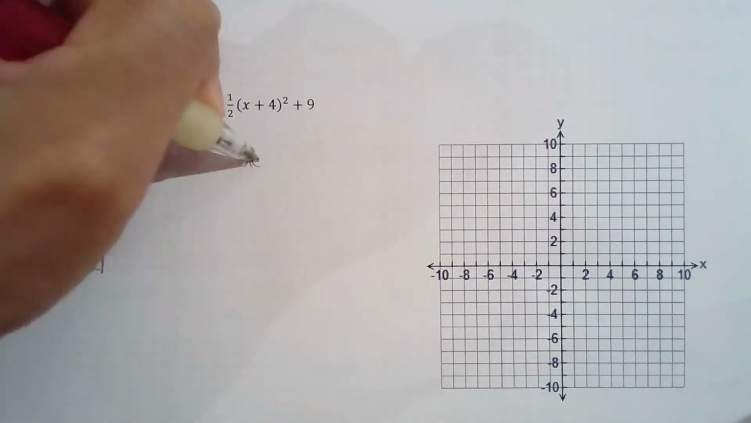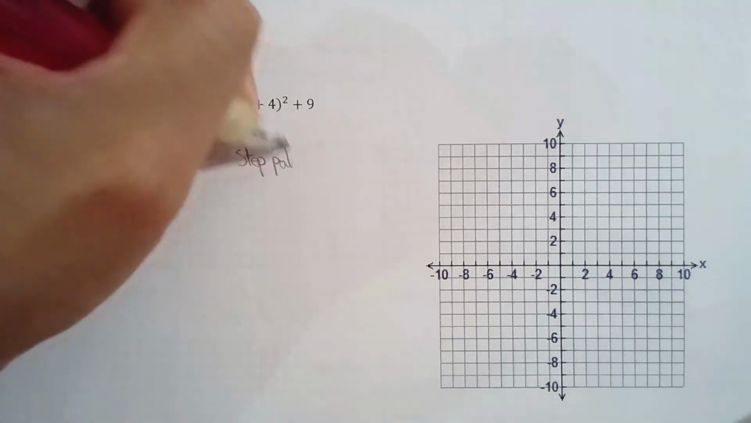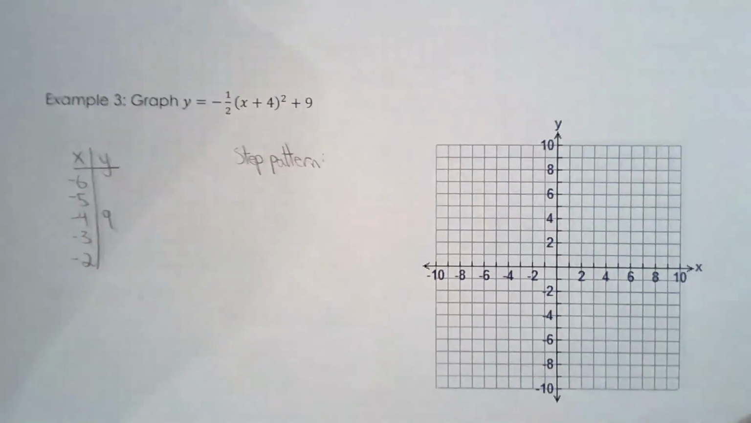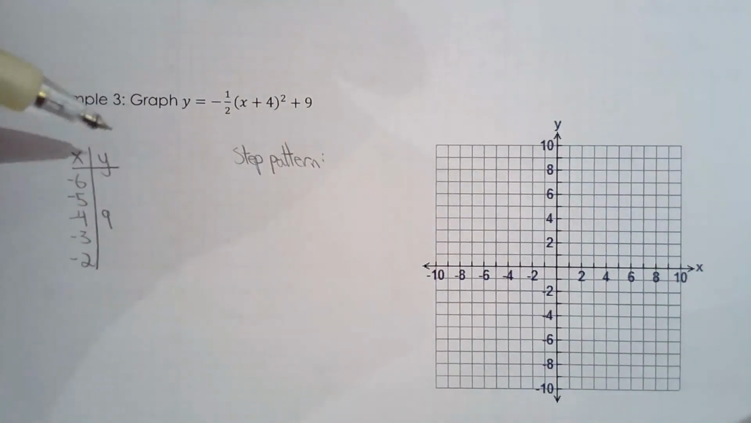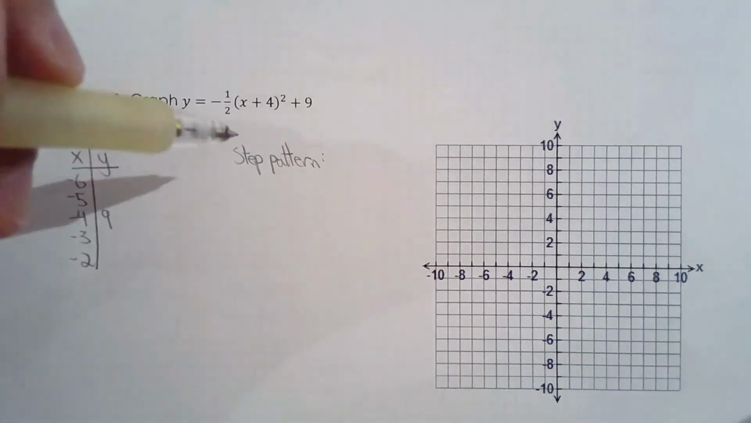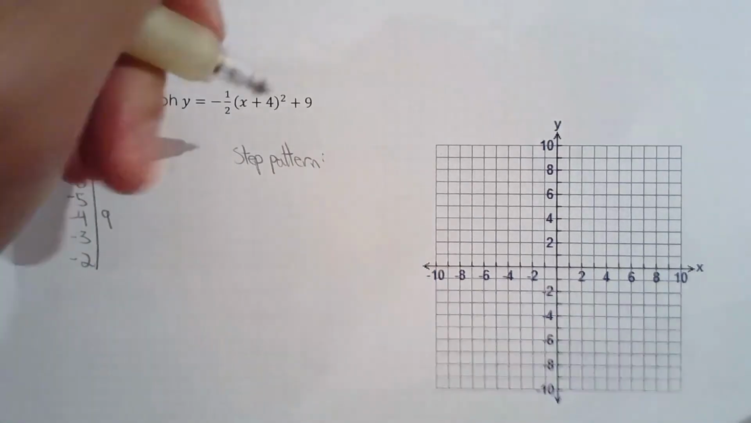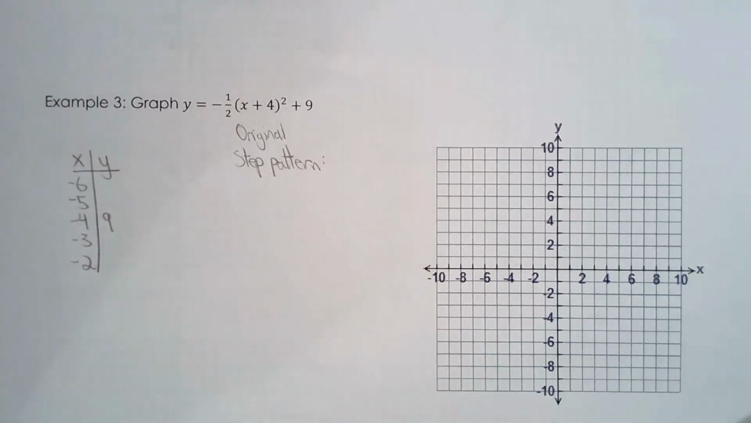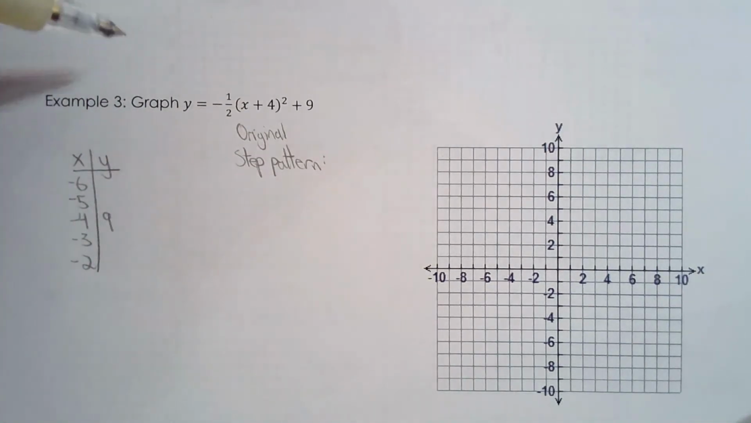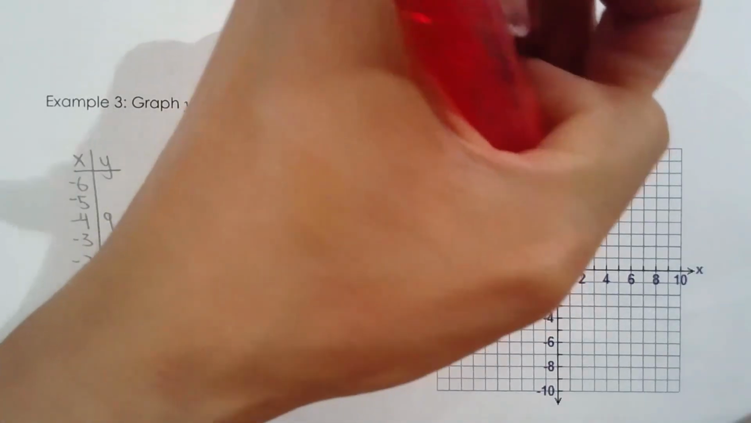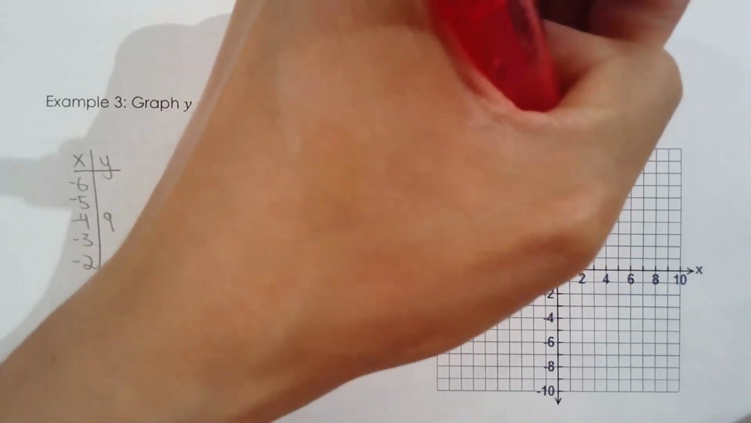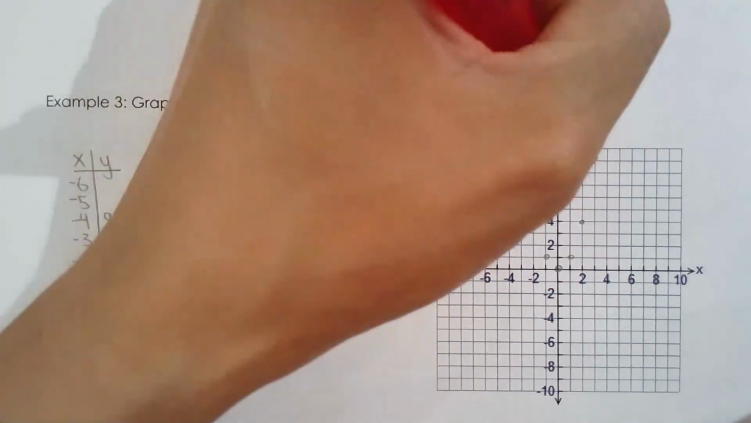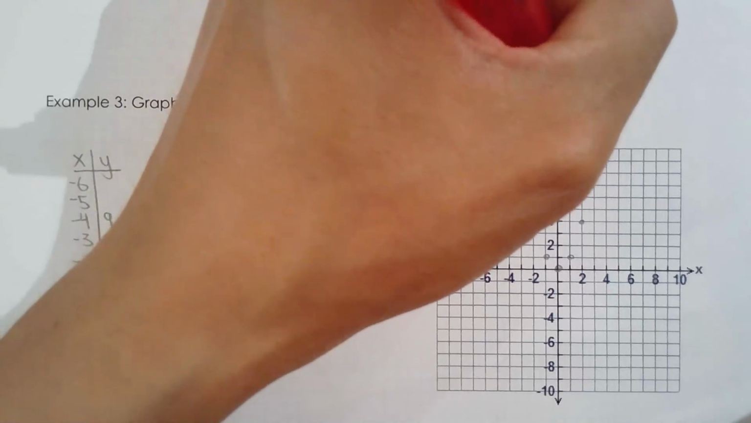Okay, whenever I say step pattern, I think of a song. But anyways, the step pattern, you want to think of the original step pattern. The original step pattern comes from your original parabola. I'm going to graph the original parabola. So 0, 1, 4. You can do 9 as well if you want. You know, let's do it. Why not?